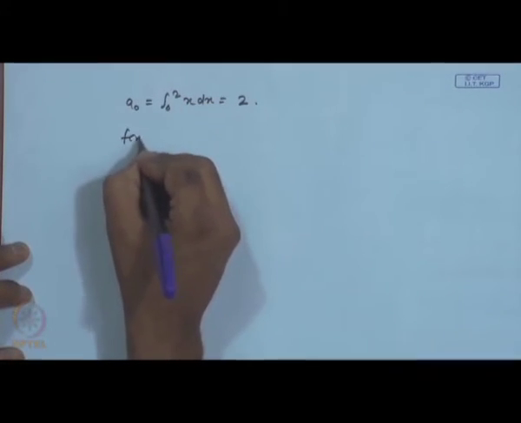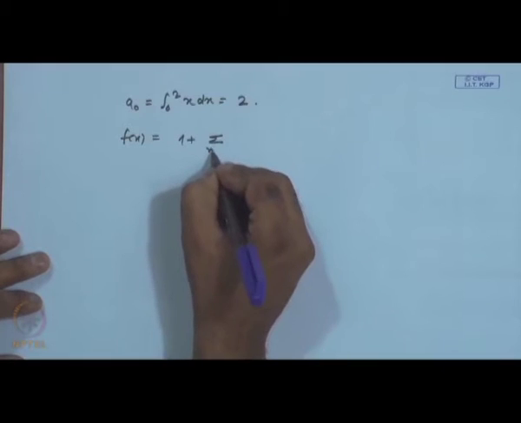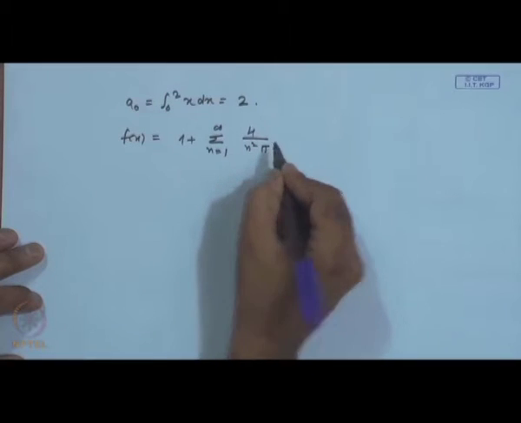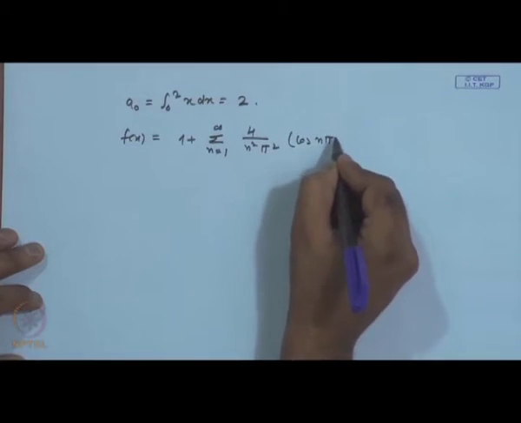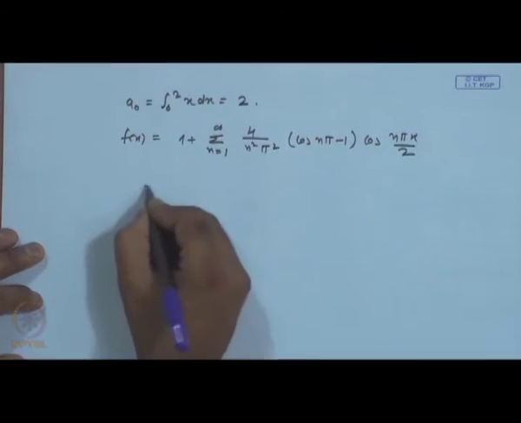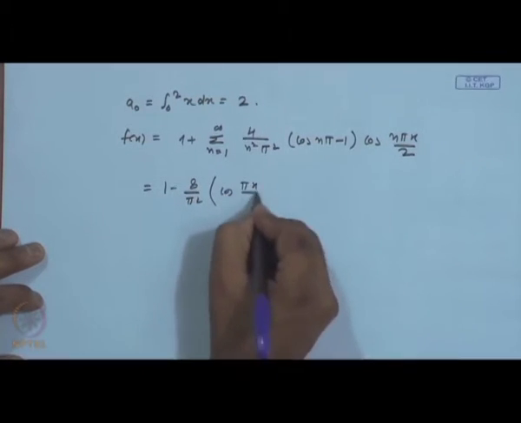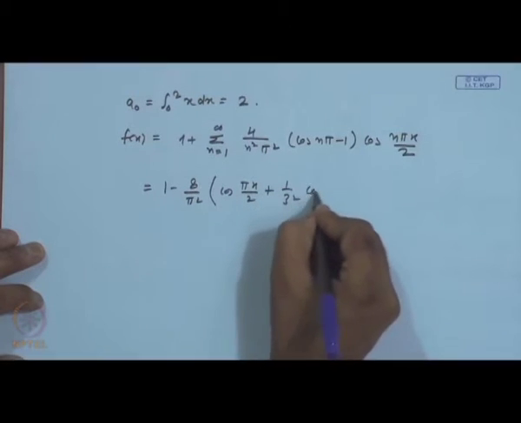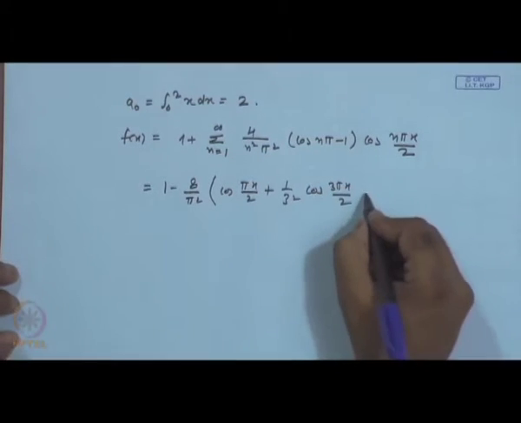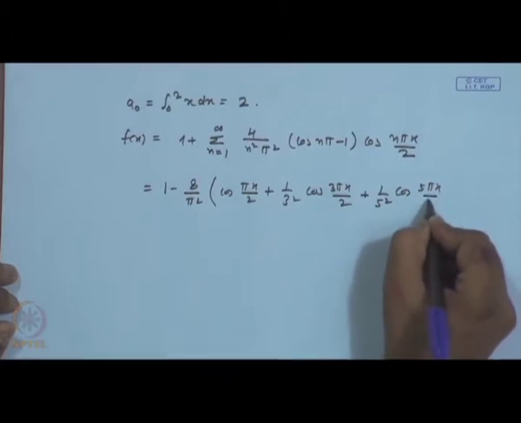So, in this case this f x, or x, is equal to 1 plus sum n 1 to infinity 4 over n square pi square, cos n pi minus 1, and cos n pi x over 2. Or we can expand this, we will get cos pi x over 2 plus 1 over 3 square cos 3 pi x over 2 and 5 square cos 5 pi x over 2, and so on.